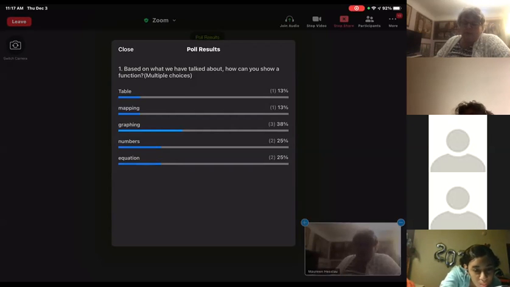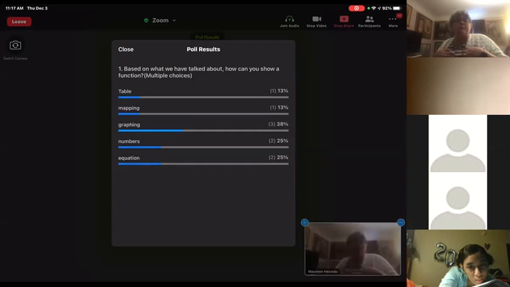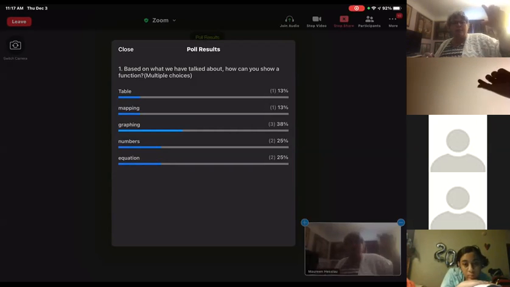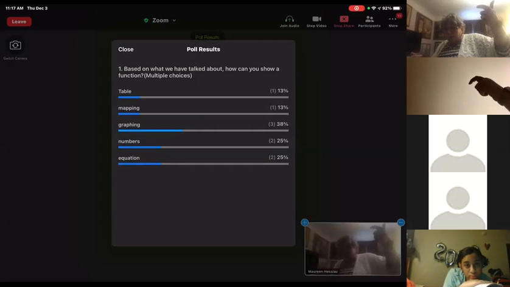This is based on what we've been talking about. How can you show a function? Table, mapping, graphing, numbers, and equation. So actually on this piece, the ones we've talked about so far are the first three. We've talked about tables, mapping, and graphing. We will eventually be able to talk about numbers and also equations as being able to show how you do functions. But so far we've talked about the first three, okay?